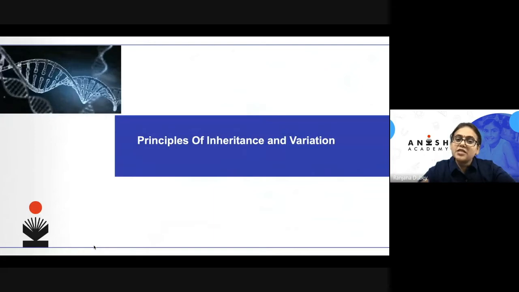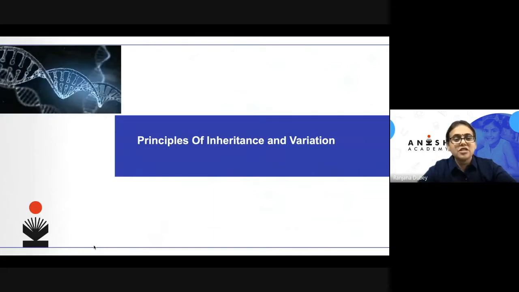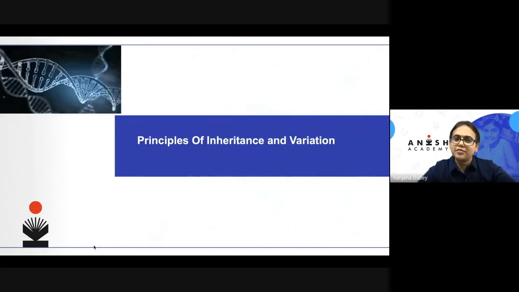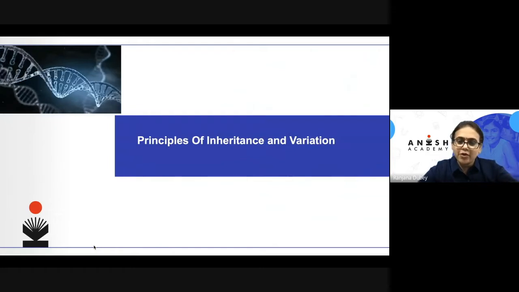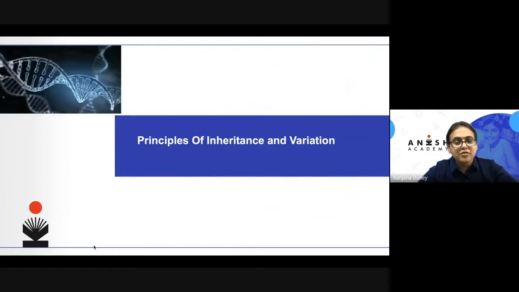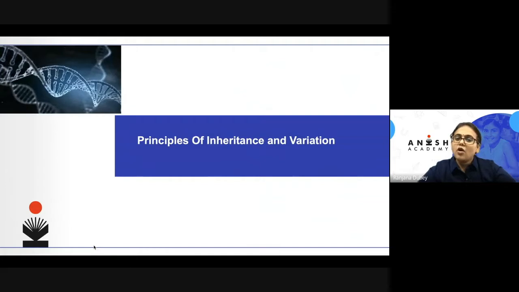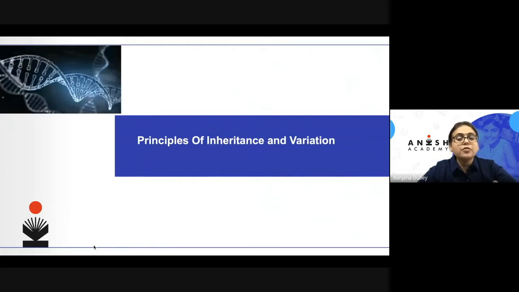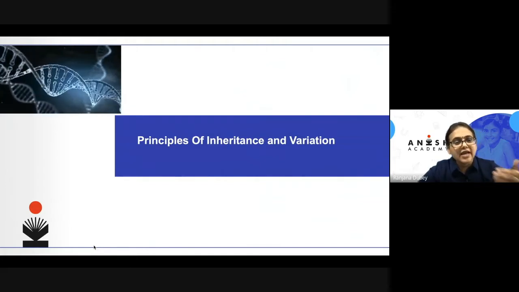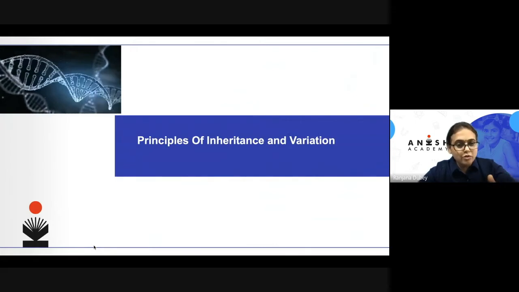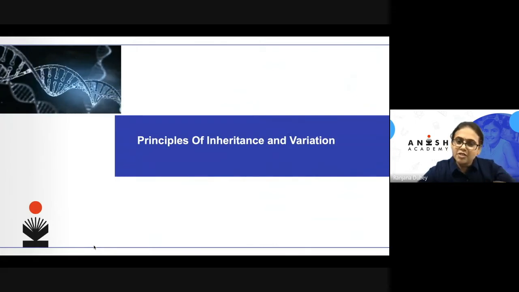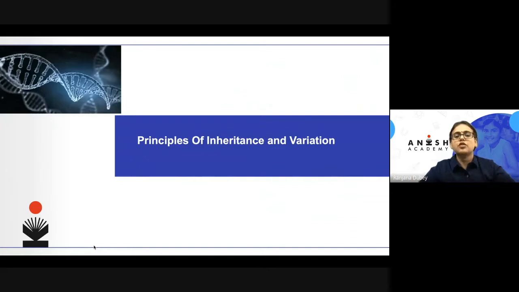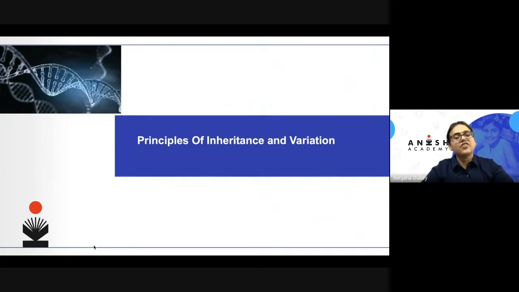Now, before I start explaining the concepts related to this particular lesson, I have with me some questions of this lesson from the NEET examination. One by one, I will be taking you through those questions, and as we answer them, we will also be clearing our concepts in this chapter, Principles of Inheritance and Variation.